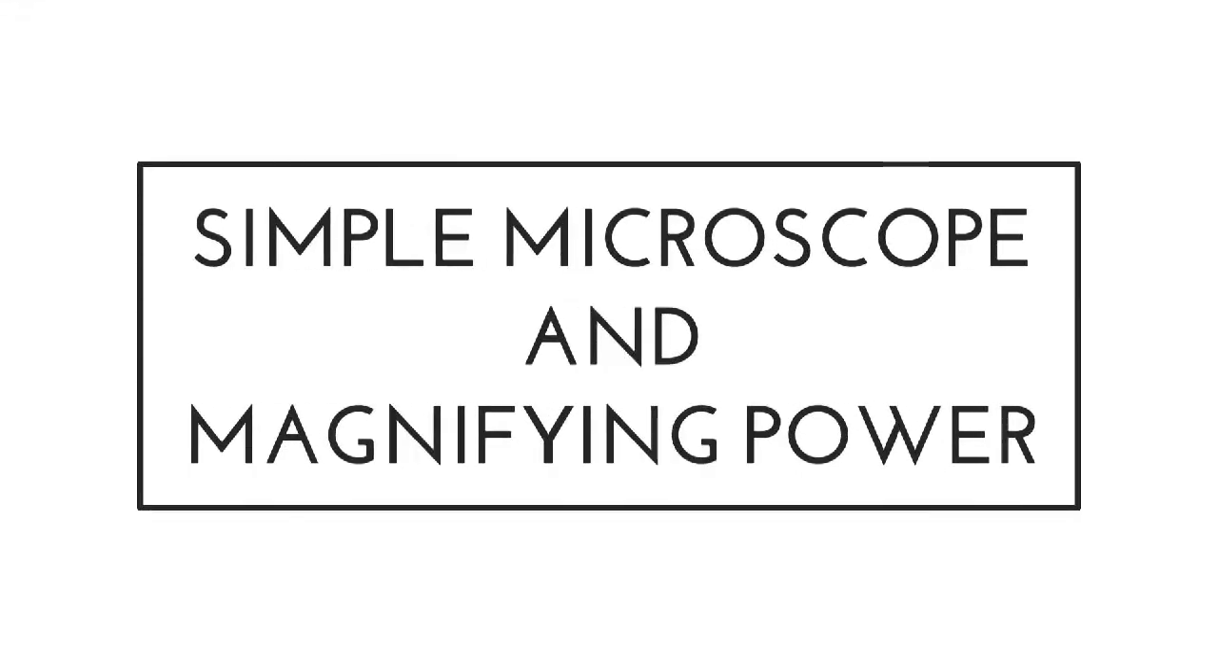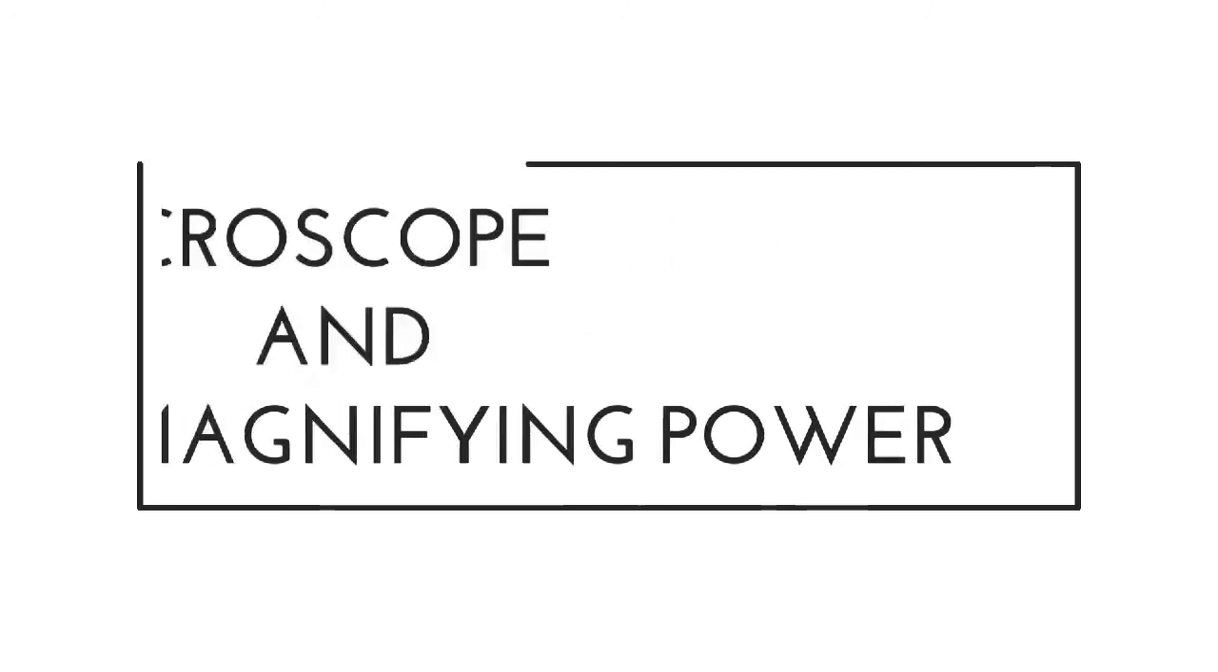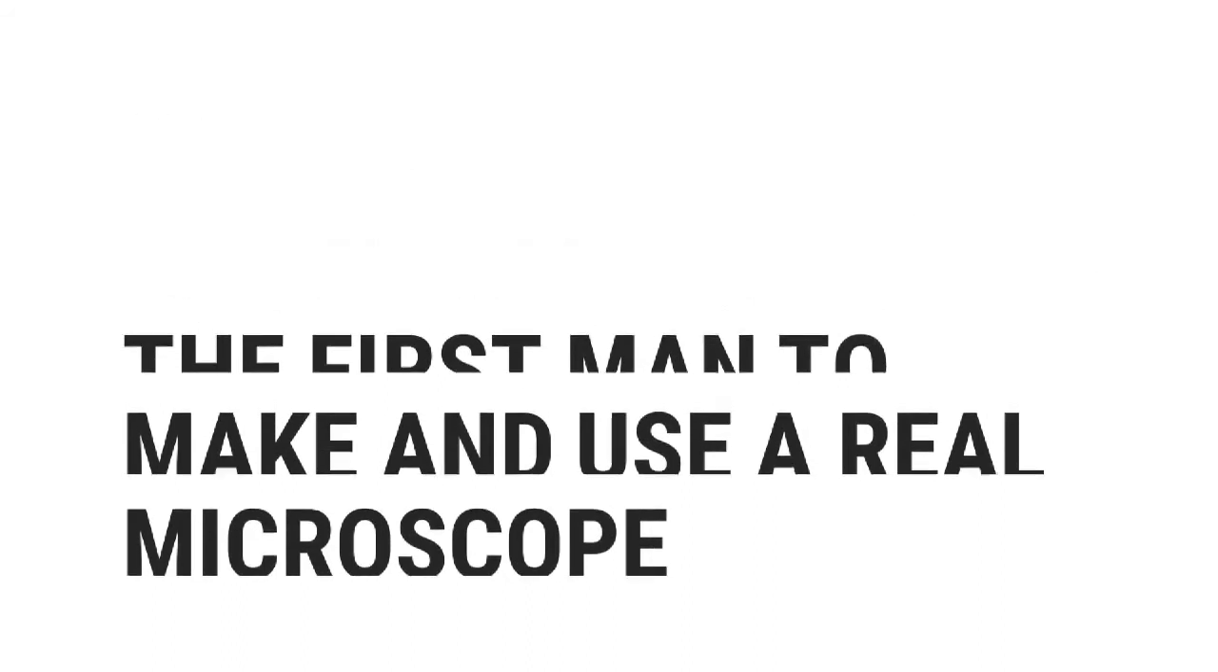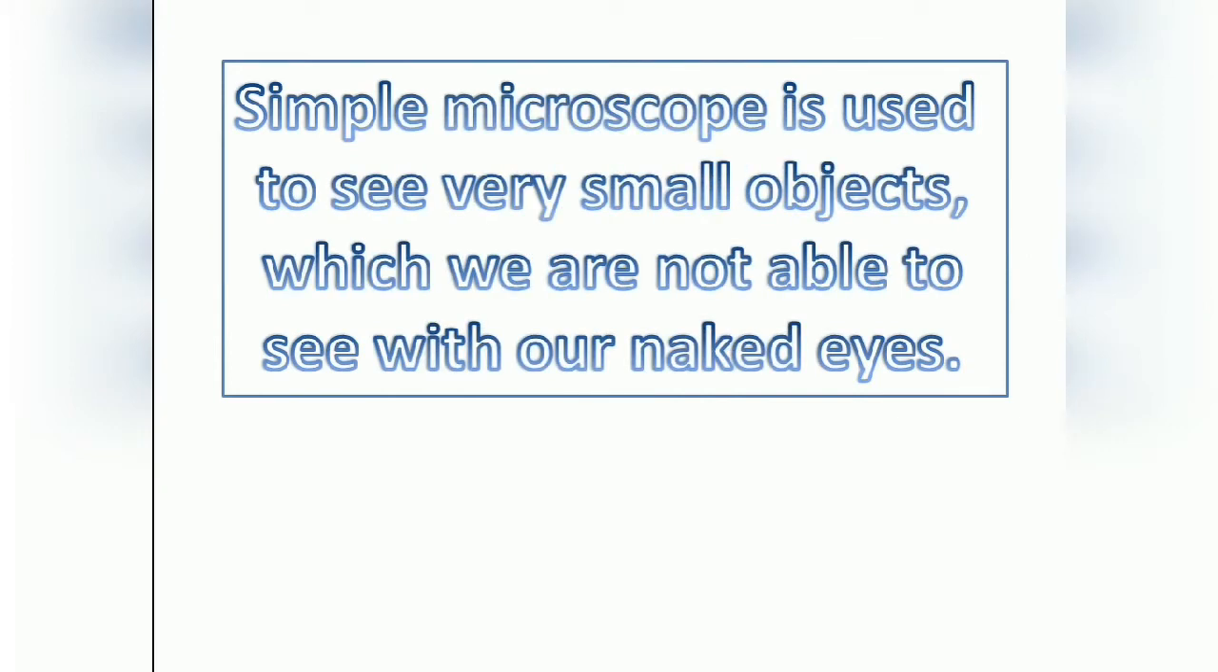Simple microscope and magnifying power. Anton van Leeuwenhoek became the first man to make and use a real microscope. A simple microscope is used to see very small objects, which we are not able to see with our naked eyes.